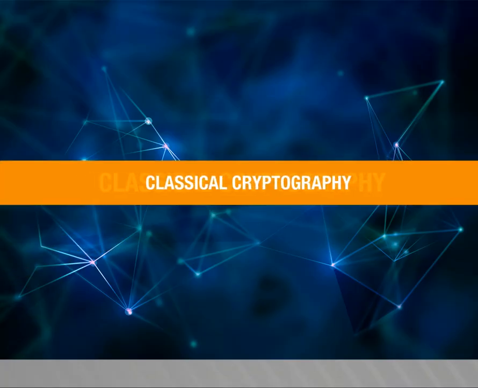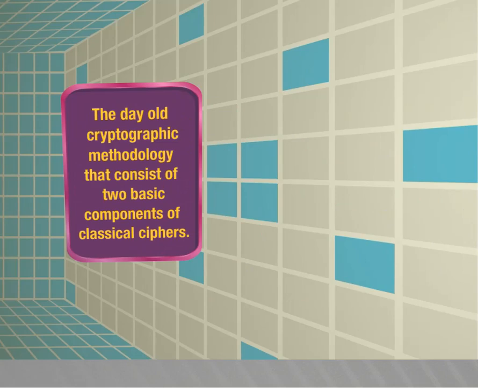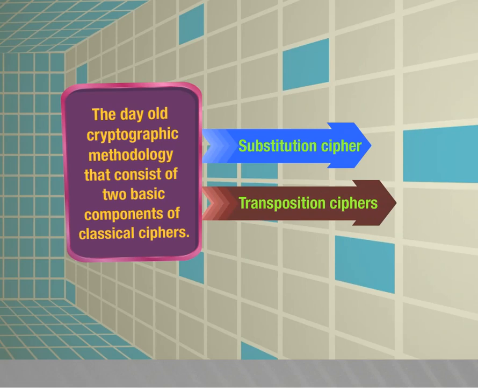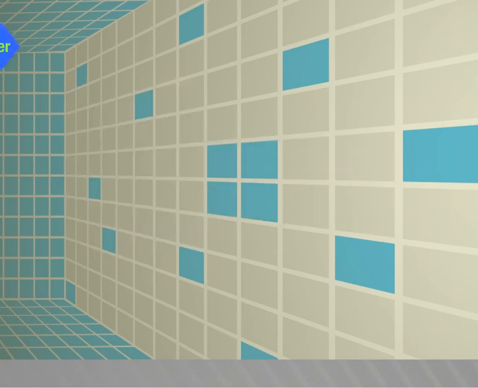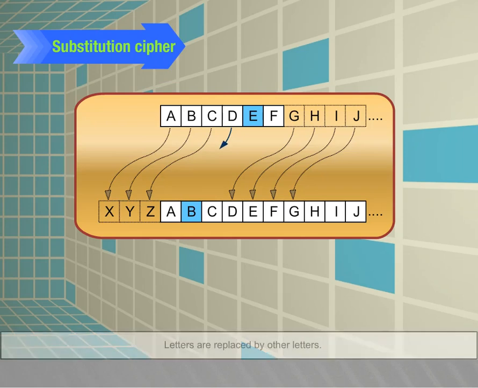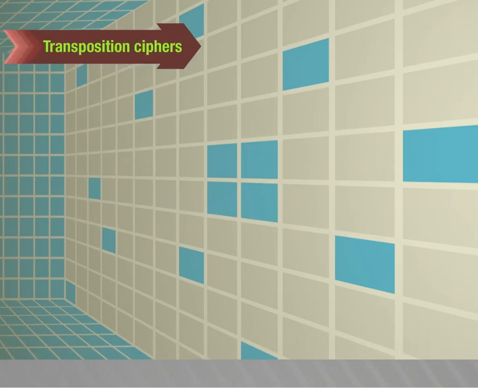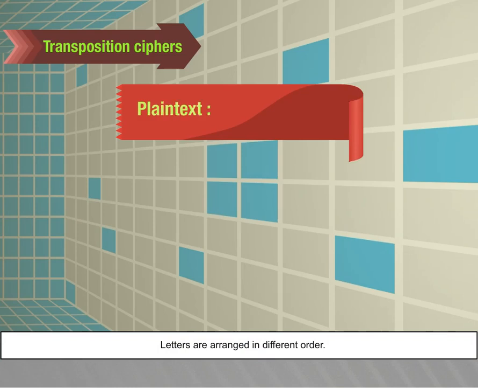Classical cryptography. In this video, we are going to see about classical cryptography. The classical cryptographic methodology consists of two basic components of classical ciphers: substitution ciphers and transposition ciphers. Substitution cipher: letters are replaced by other letters. Transposition ciphers: letters are arranged in a different order.